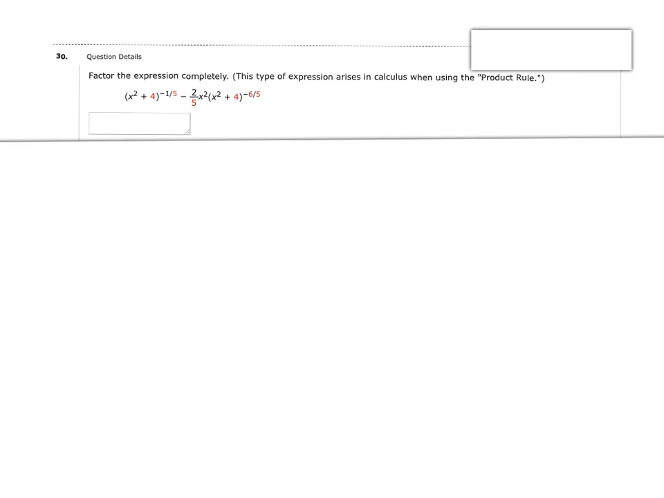All right, next up here, number 30. So it looks like I only need one u here. I'll make it x squared plus 4. So this is going to be u to the negative 1/5 minus 2 over 5 x squared times u to the negative 6 over 5. So it looks like the only thing I can factor out front is u to the negative 6 over 5.